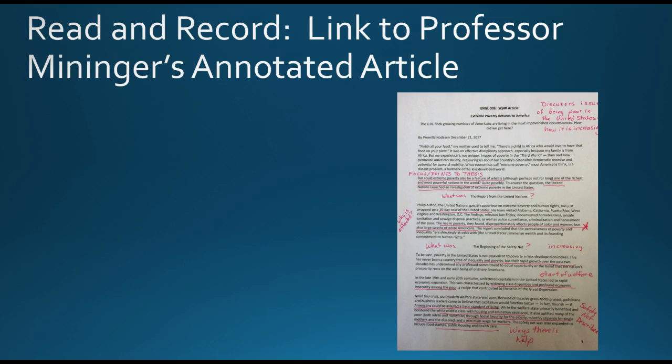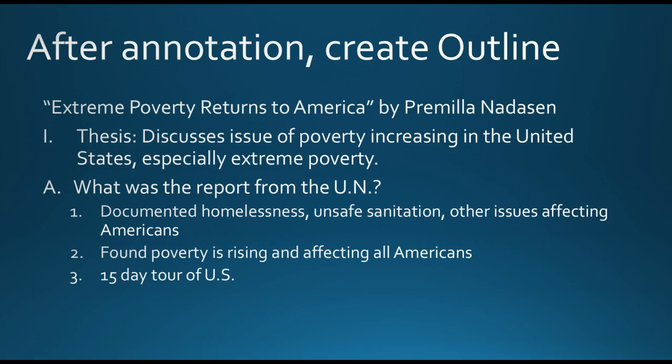After you've done your own annotation, when you read and record, you might want to go to my annotated article on D2L, where I have the whole article and how I labeled it and the notes that I made. Our next step is to go to page 5 and create an outline. As you see, I've started my outline by using the title of the article, and then I thought about my thesis, which discusses issues of poverty increasing in the United States, especially extreme poverty, and that's what I'm going to use for my thesis. I have the question, what was the report from the UN?